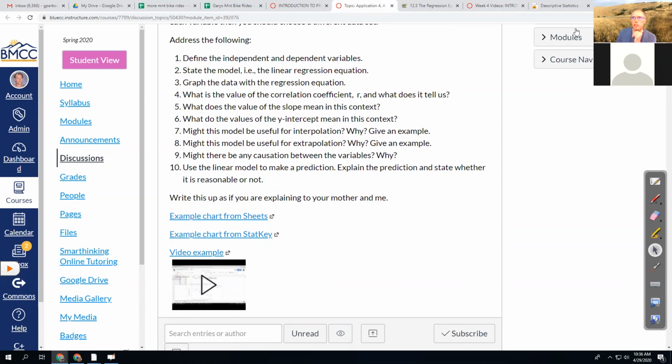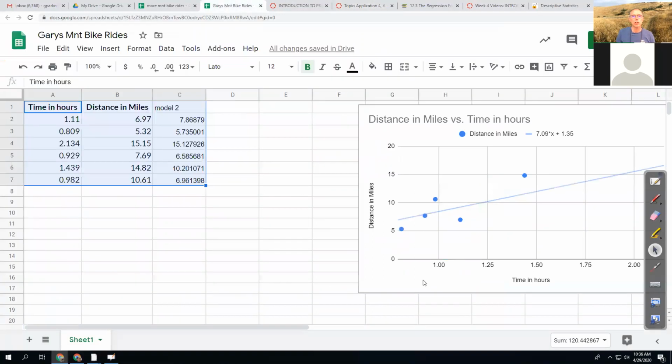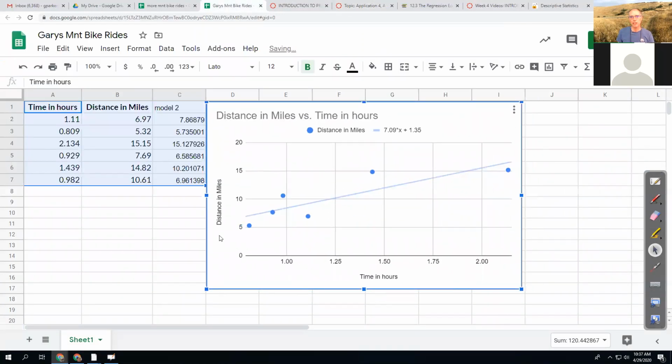Interpolation and extrapolation. All right, let's do that. So interpolation means to look within the data. So in that case, let's see, my shortest ride was about 8/10 of an hour, and my longest ride in this scenario was a little over 2 hours.